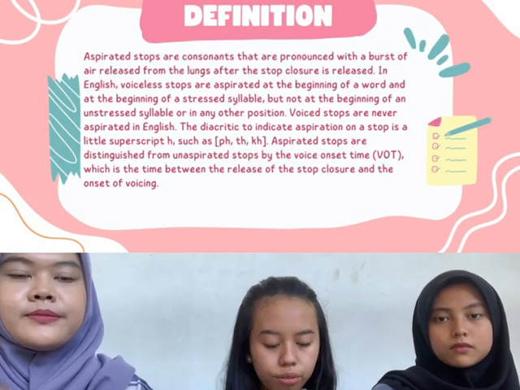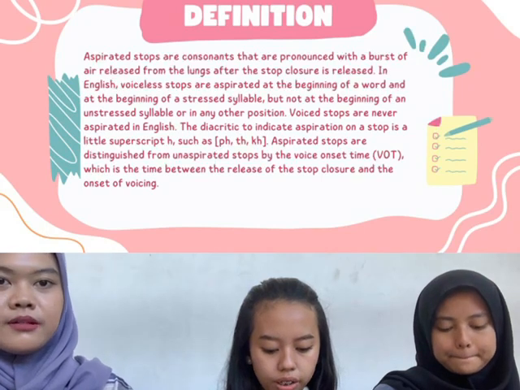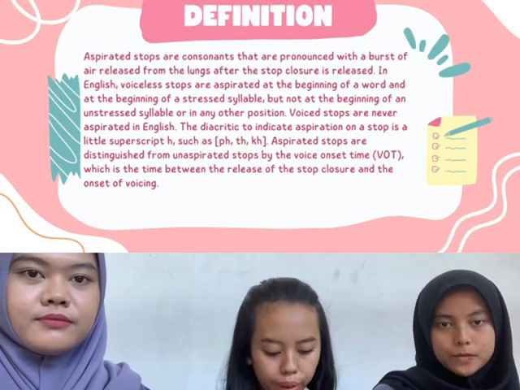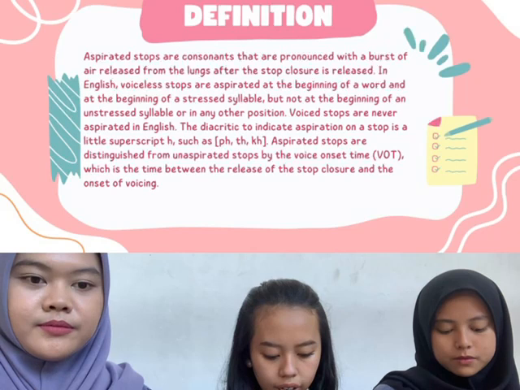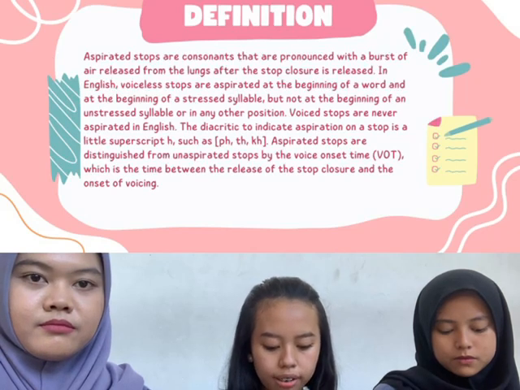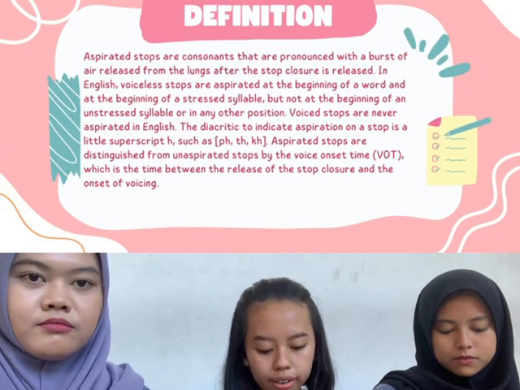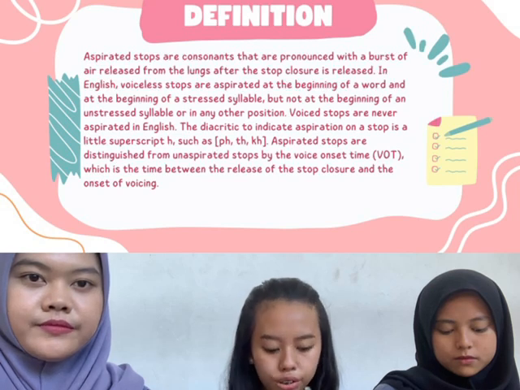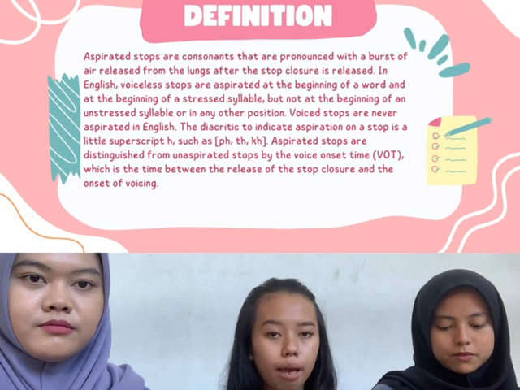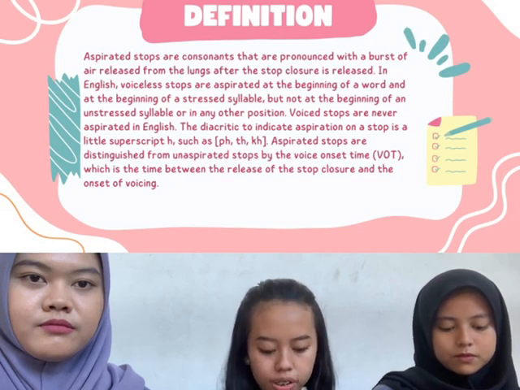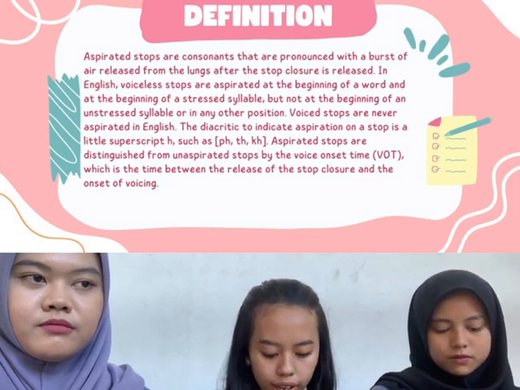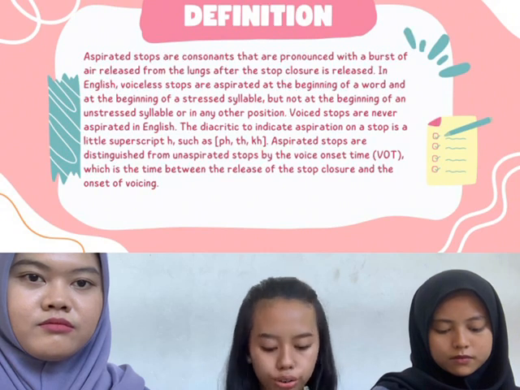The diacritic to indicate aspiration on a stop is a little superscript h, such as pʰ, tʰ, kʰ. Aspirated stops are distinguished from unaspirated stops by the voice onset time, or VOT, which is the time between the release of the stop closure and the onset of voicing.